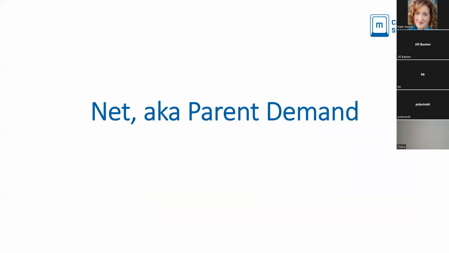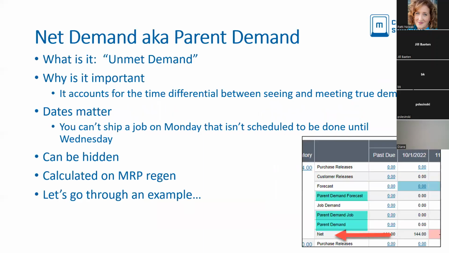All right. This is quite possibly the question I get more often than any other one in MRP and PRP. What is net demand or parent demand? Net demand basically works the same in both MRP and PRP. It's basically unmet or unconsidered demand. Demand that the system sees, but we haven't fully accounted for. And net demand is often glossarized.